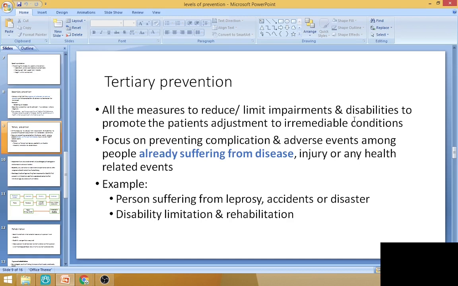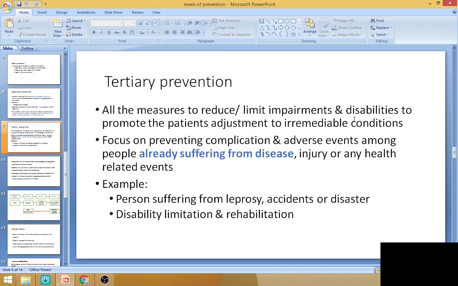Like, for example, a person suffering from leprosy. Their limbs will be disabled if it progresses. At that time, we give them physiotherapy or artificial limbs, or whatever is needed if it is amputated following accidents or disaster. That will come under the tertiary prevention. Disability limitation and rehabilitation are the types of intervention in the tertiary level. This is about tertiary prevention.